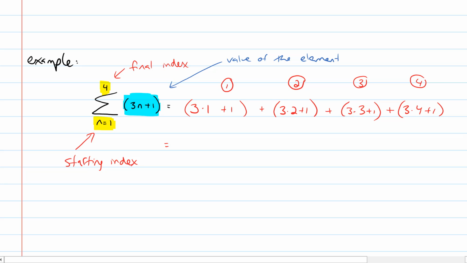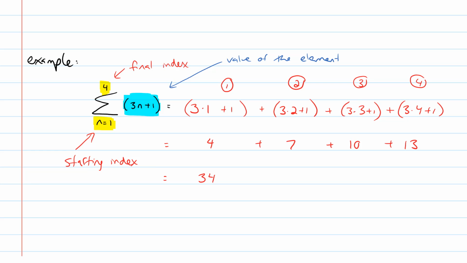So if I multiply these all out, or sorry, multiply and add, I'm going to get 4 plus 7 plus 10 plus 13. And of course I'm not done yet because I'm trying to find the sum. And when I add 4 plus 7, I get 11, and then 21, and then 34. So this complicated sigma is actually just equal to the number 34.